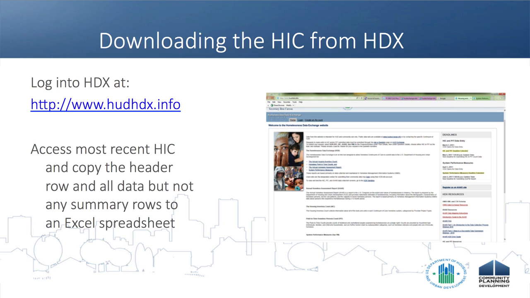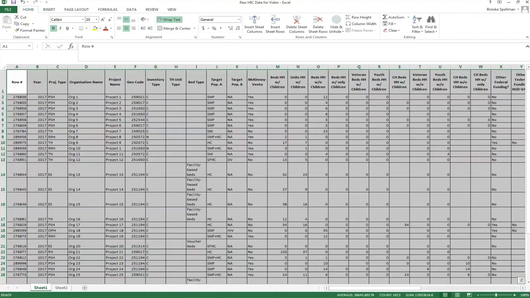You want to copy the header row for your housing inventory count and all of the columns, but not the summary row at the bottom of the chart. Once you have that data, you should save it to an Excel spreadsheet on your computer. And then we will be copying that data into the tool, but first we want to look at the tabs that we'll be working with in this step.